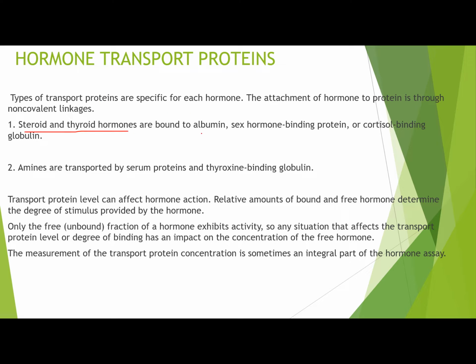So those are some examples of transport proteins for steroid and thyroid hormone: albumin, sex hormone binding protein, and cortisol binding globulin. Then the amines class are transported by serum proteins, TBG, or your thyroxine binding globulin.